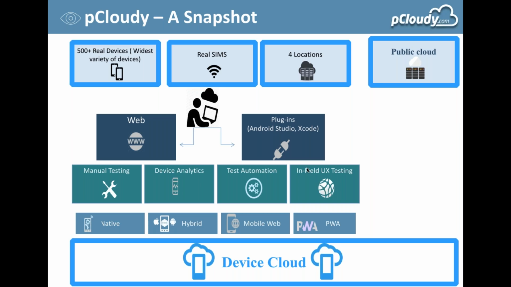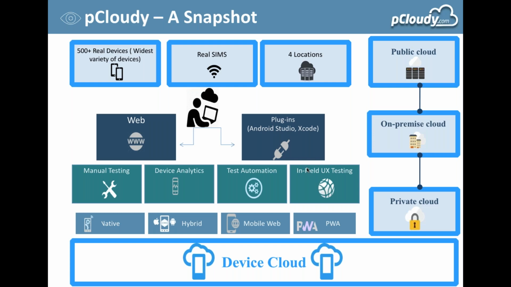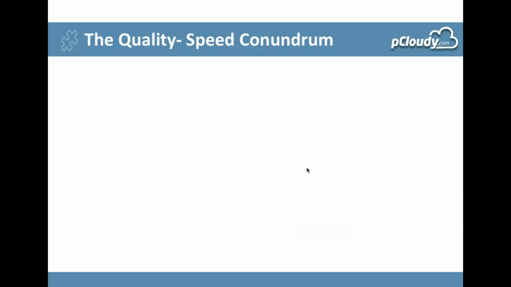There are other flavors of the platform. Depending on the organization's need, you can choose between the public cloud or other flavors like an on-premise cloud and a private cloud. So with this quick snapshot of the product, we'll move to the actual topic of discussion, the quality speed conundrum.